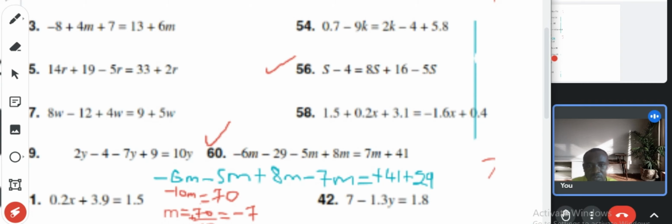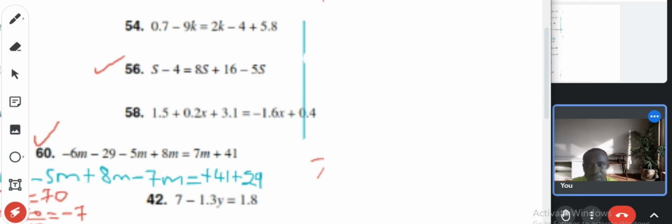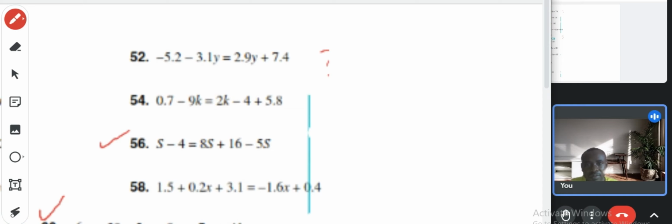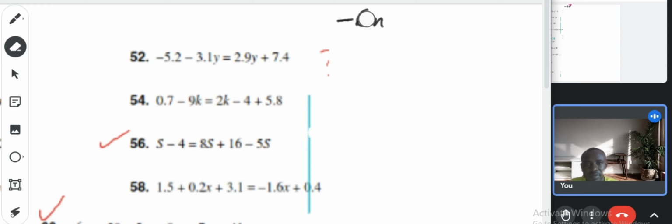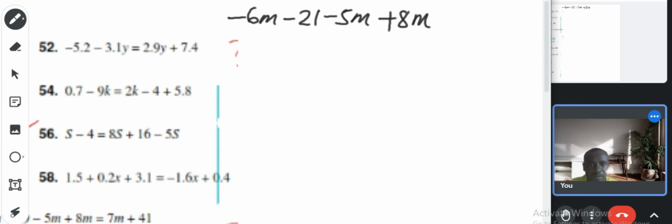Let me do this one, minus 6m. Let me write it down here and repeat it. Minus 6m minus 21 minus 5m plus 8m equals 7m plus 41.